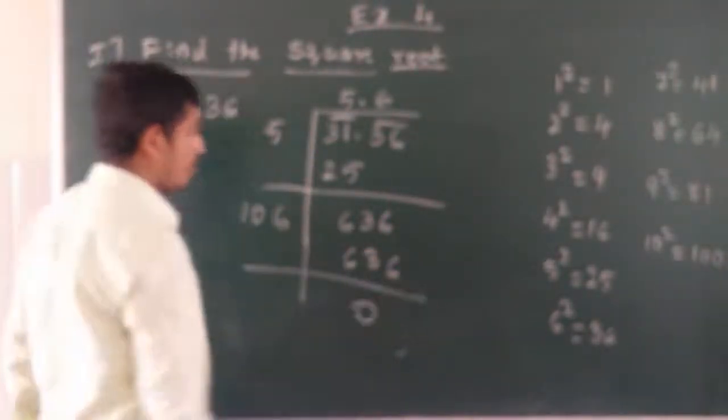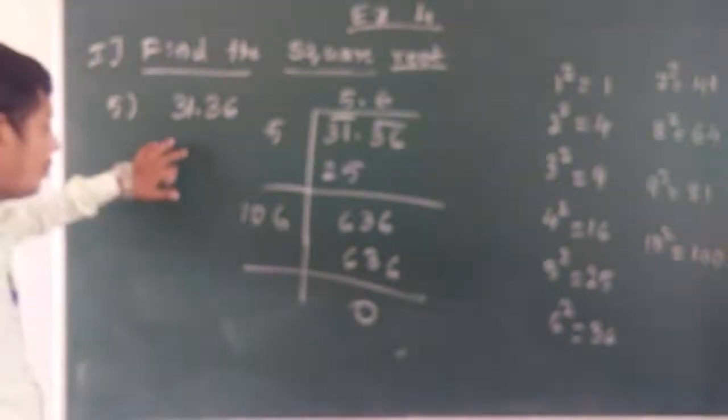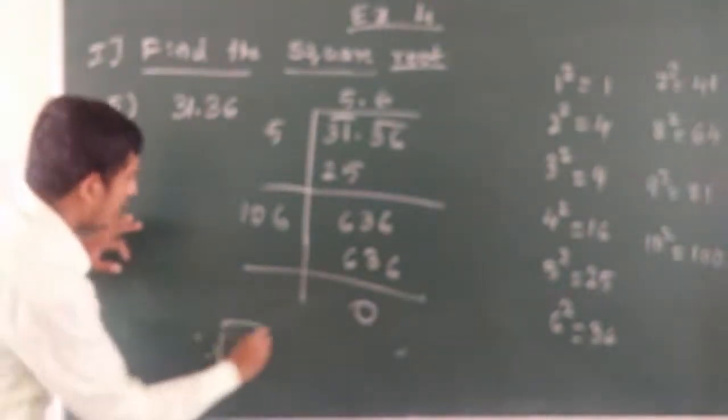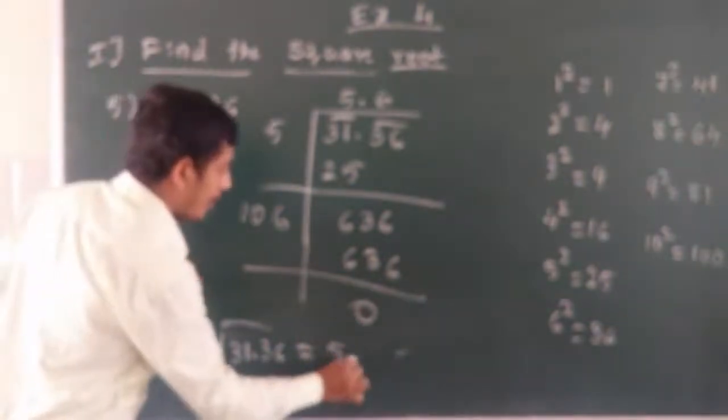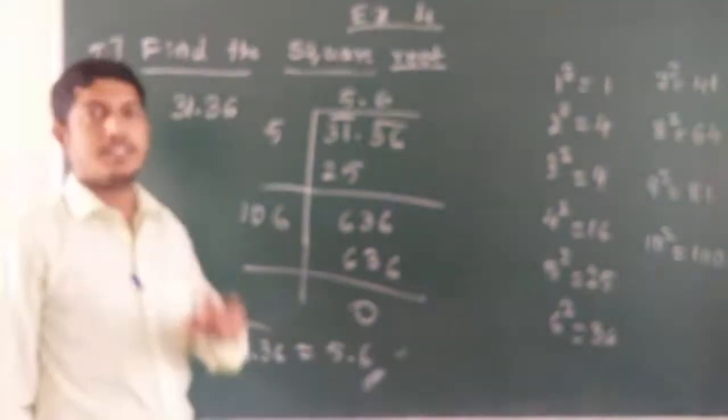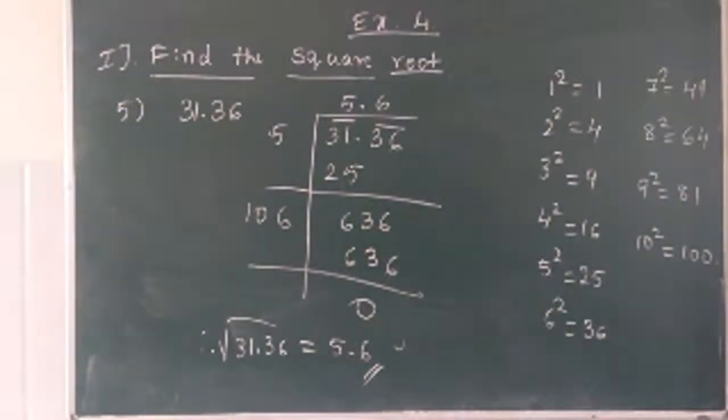Therefore remainder becomes 0. So therefore square root of 31.36 is 5.6. Yes, your answer is correct. Just look at the steps. 5.6.